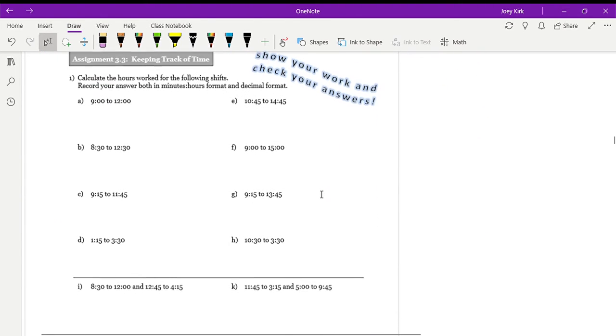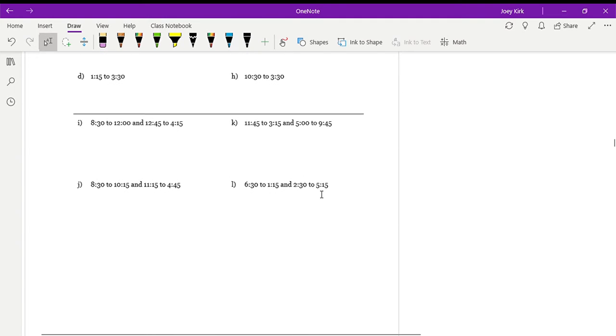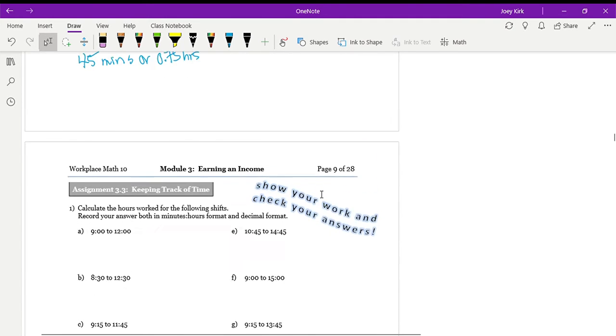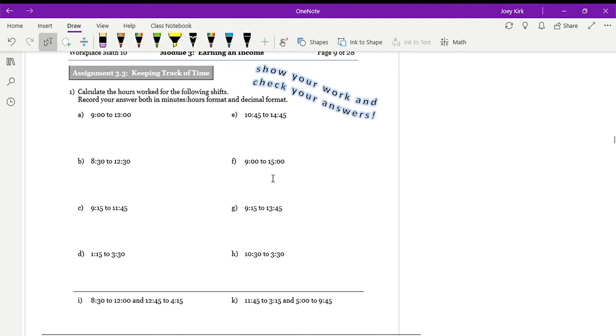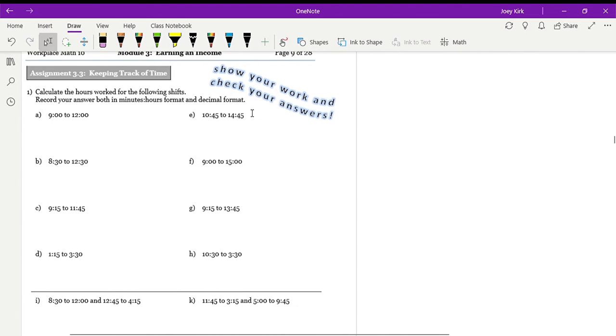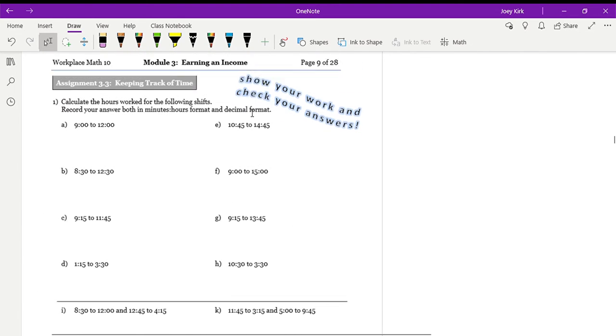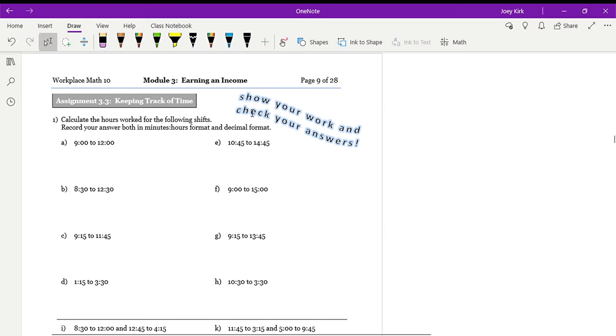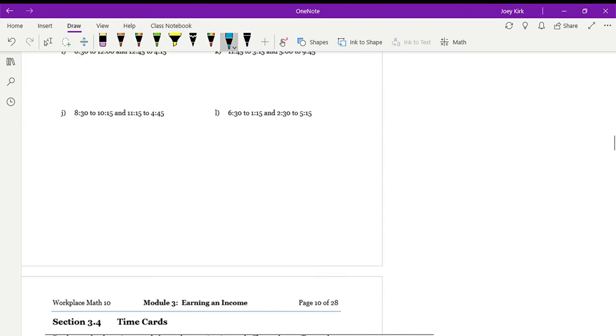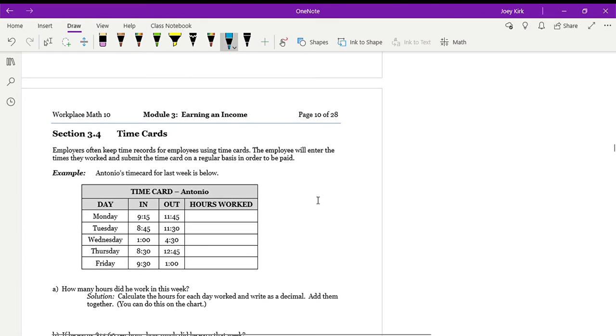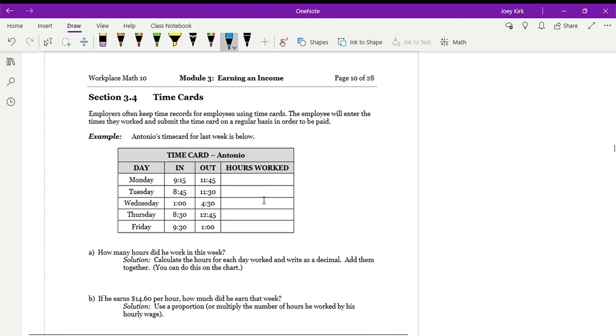Now, again, this is really not a lot of questions. I'm just going to have you please do all of these, okay? It's good practice. It shouldn't hopefully take you too long to get through this assignment. It's just 1 page. So please do 3.3, work through all of them. Okay. Now, if we look at 3.4 next, this is where it gets really important that we can do this.